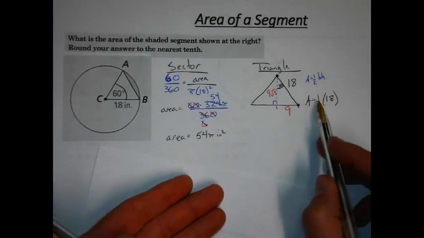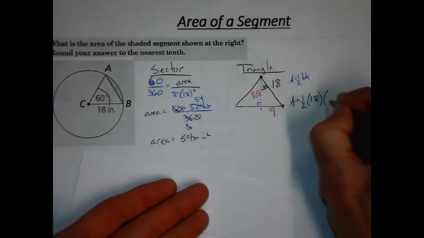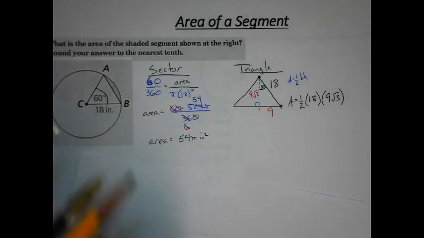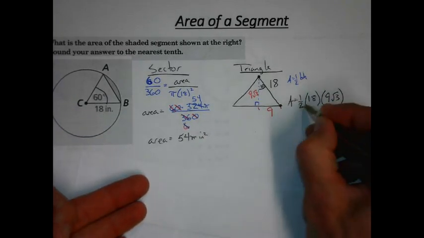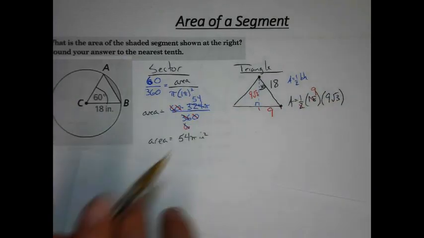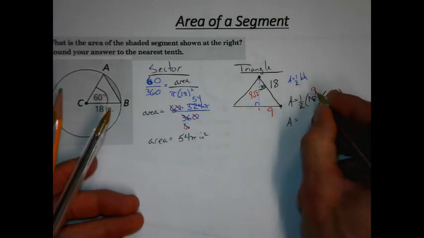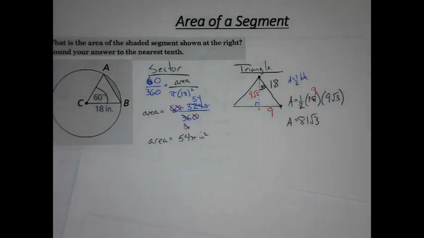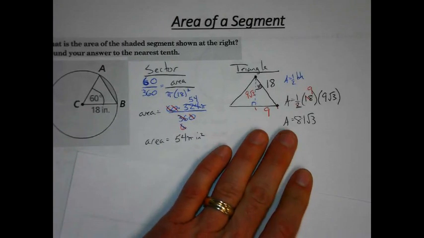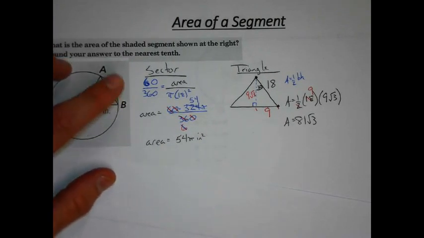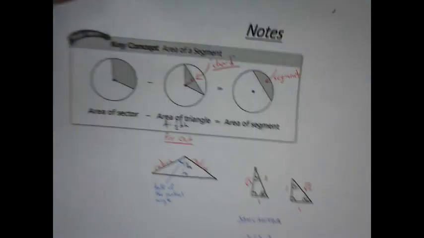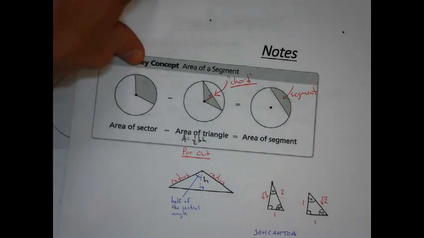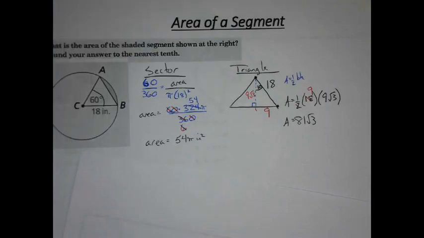So anyway, we have our 1/2, our base is 18, and our height is 9 times the square root of 3. So we can do the same type of division here. Half of 18 is 9. So the area of our triangle is going to be 9 times 9 times the square root of 3, or 81 times the square root of 3. So that's the area of our triangle. Okay, so we have the area of our sector and the area of our triangle. So remember the note: if we have the area of the sector and the area of the triangle, we can find the area of the segment by subtracting. So we can totally do that.